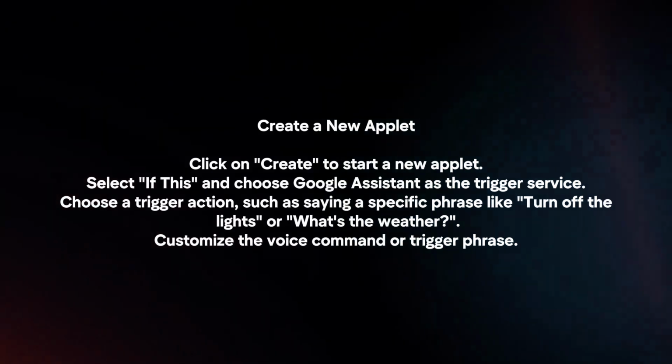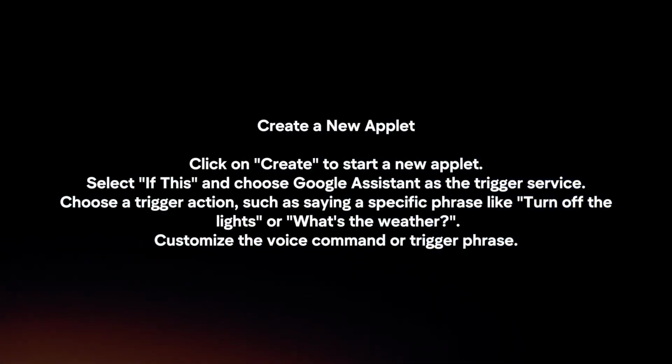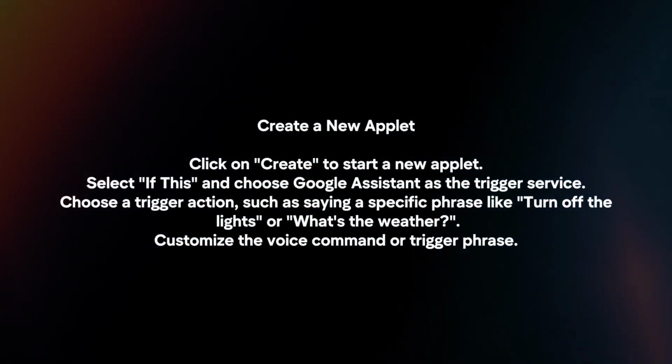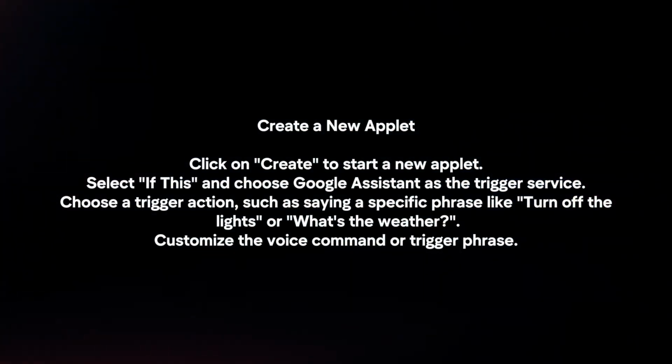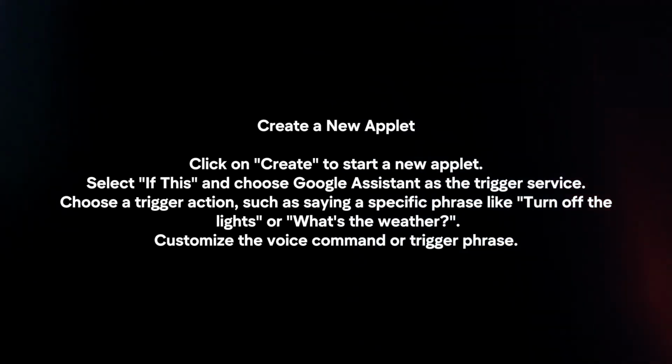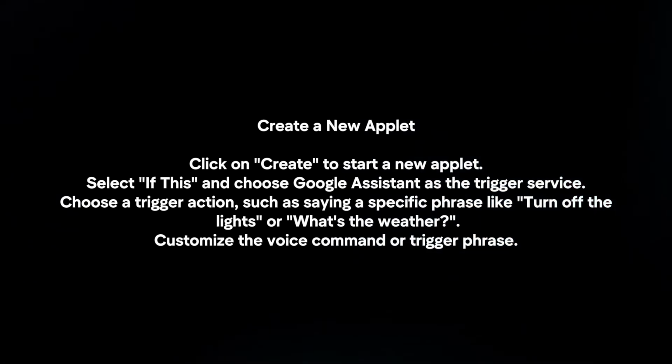Create a new applet. Click on Create to start a new applet. Select If This and choose Google Assistant as the trigger service. Choose a trigger action, such as saying a specific phrase like "turn off the lights" or "what's the weather?" Customize the voice command or trigger phrase.